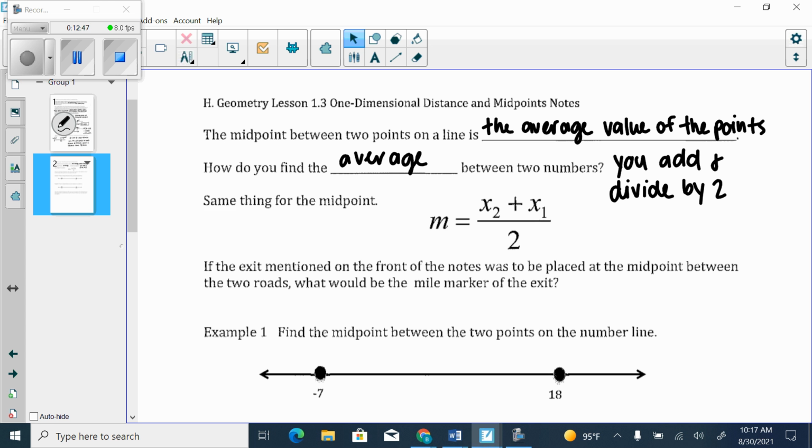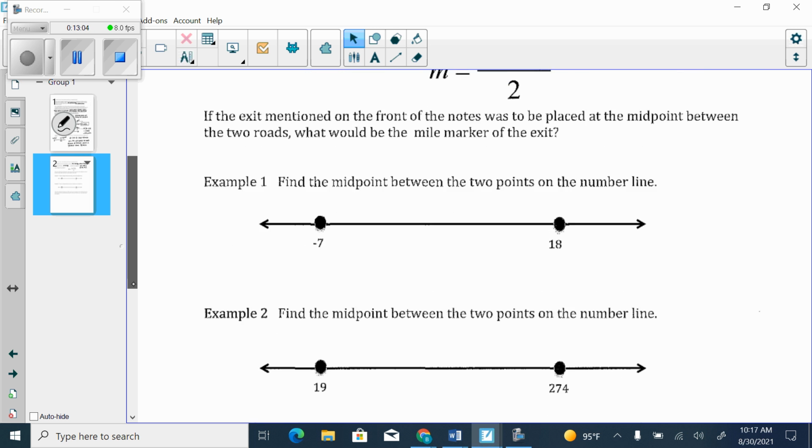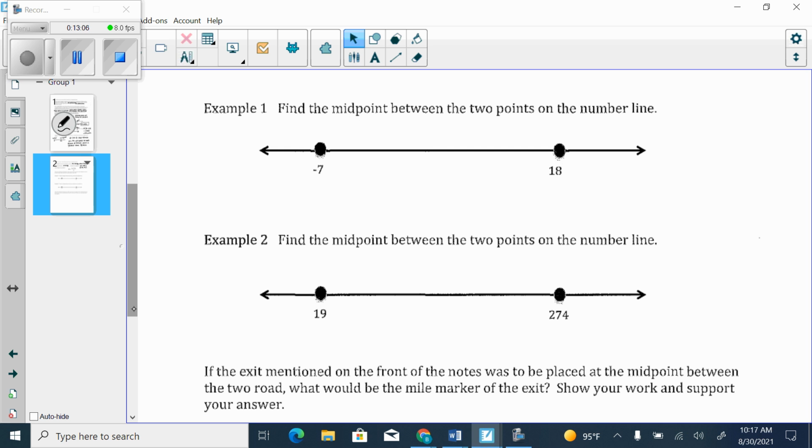Okay, so now they give us something else to think about here. They say if the exit mentioned on that front page of the notes was to be placed at the midpoint between the 2 roads, what would that mile marker look like? And we're going to answer that once we get to the bottom. All right. Okay, so first example 1 where they give us the points.